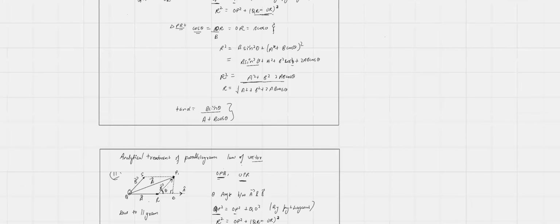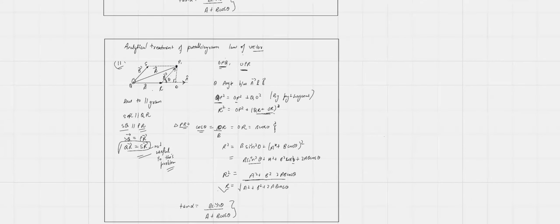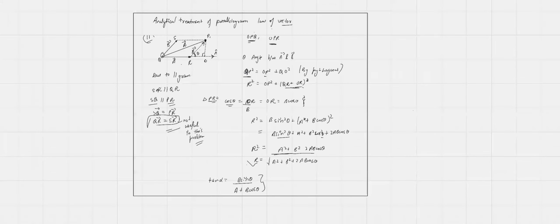So I think I should not go again through the same thing, because the same thing worked for this one also. So I'll just go through some problems, solve them and move further.